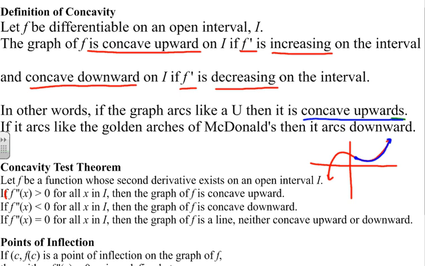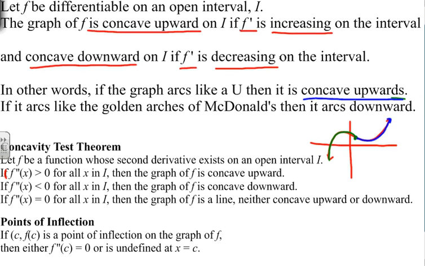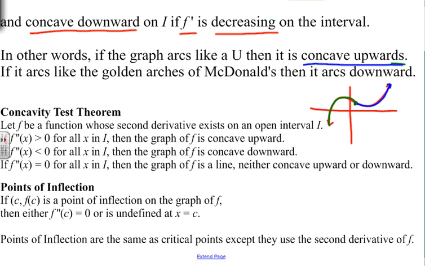Okay, concave down is like a golden arch at McDonald's, or if you have this right here, you notice that it was a frown. I say concave down was a frown, and you can see that it's kind of going down there. Okay. Now, how do you identify concave up and concave down? Well, we can figure out when f prime is increasing or when f prime is decreasing. But more importantly, we can also identify this by using the second derivative.